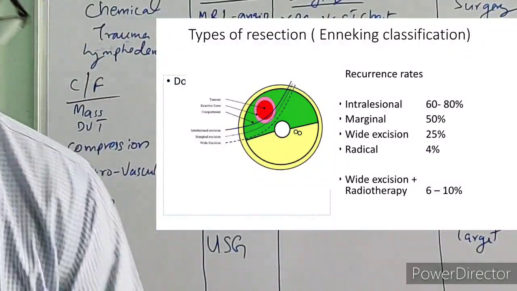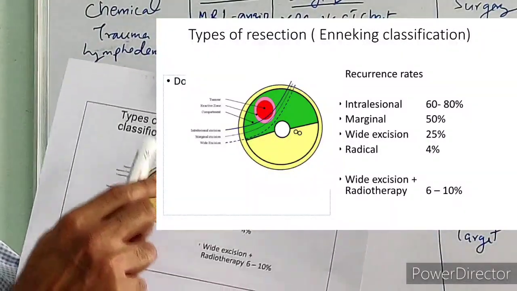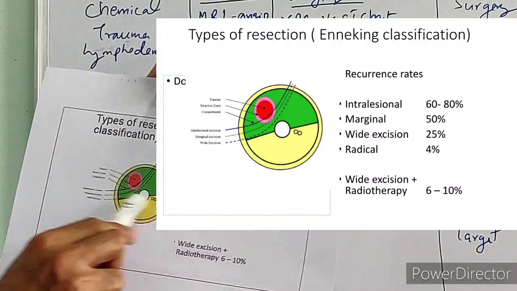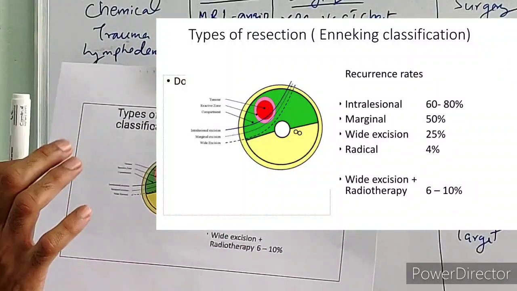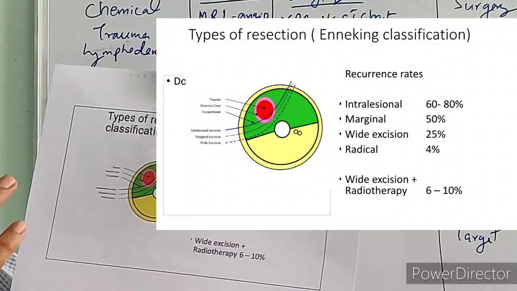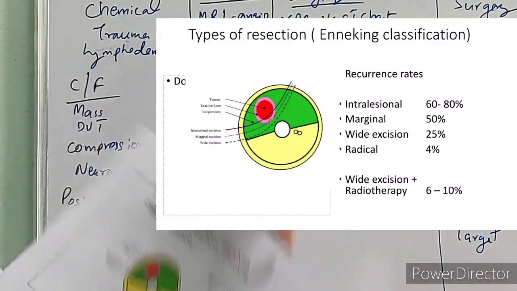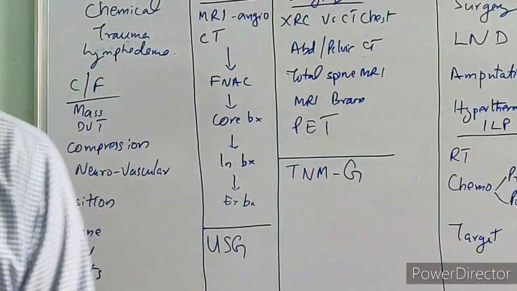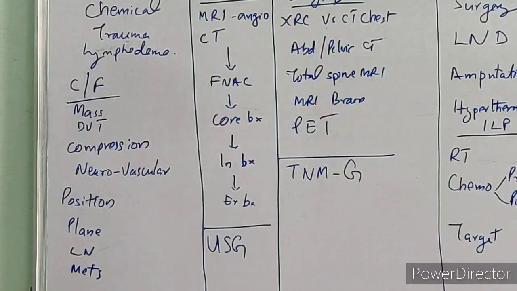Now, this concept of the tumor, the marginal zone, and wide excision is called Enneking's classification, Enneking's system of tumor excision. There is another system followed, called the Kawaguchi staging system.